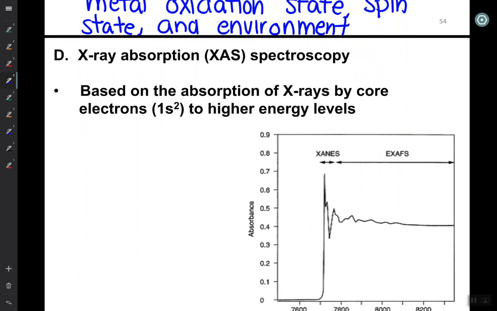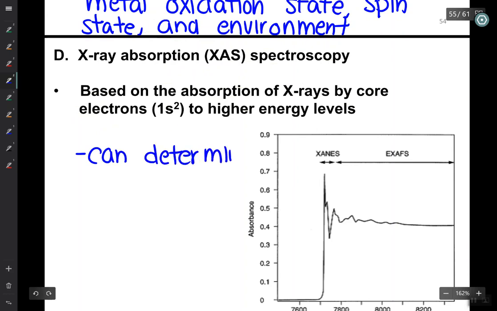You can use high energy radiation, X-ray absorption spectroscopy. So this has to be done usually at a synchrotron because we can't generate that intensity of light using just normal laboratory equipment. It is based on the absorption of X-rays by core electrons to higher energy levels. The core electrons are the 1s level. It can determine oxidation state and coordination environment.